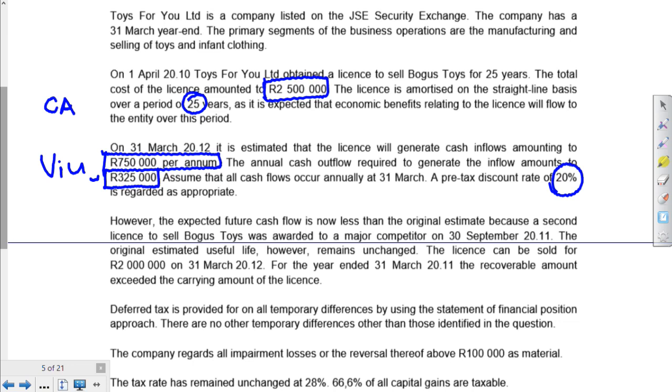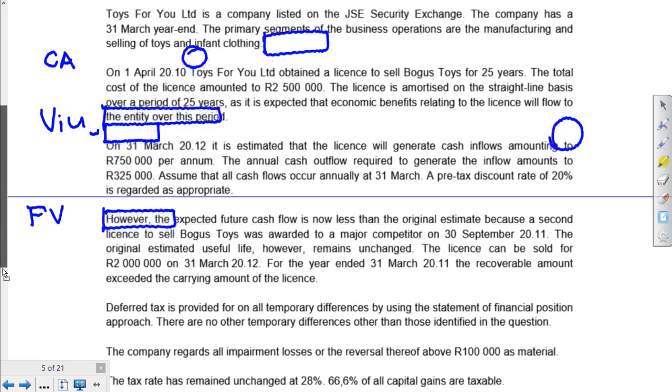Because a second license was awarded to a major competitor. The estimated useful life remains unchanged. Those are the value in use. The license can be sold for 2 million rand. So this is fair value. For the year ended 31 March 11, recoverable amount exceeded carrying amount. So last year we were okay, we weren't impaired. Deferred tax, okay, don't worry about deferred tax.